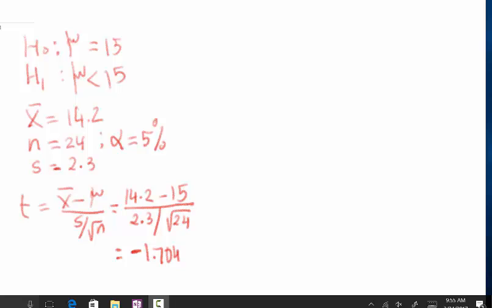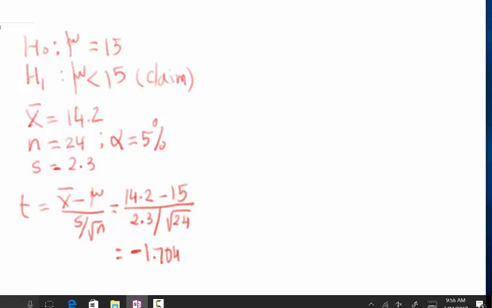Let's suppose we have the sample mean 14.2, the sample size is 24, standard deviation is 2.3, and let's say the claim is, we're making a claim that the mean is less than 15. Okay, we want to test this claim at the 5% level of significance. The 5% means it is the maximum allowable probability of rejecting the null hypothesis when we should not reject it, meaning when it is true. So you're making a mistake of rejecting the null hypothesis when it is true. So the maximum allowed probability here is 5%.